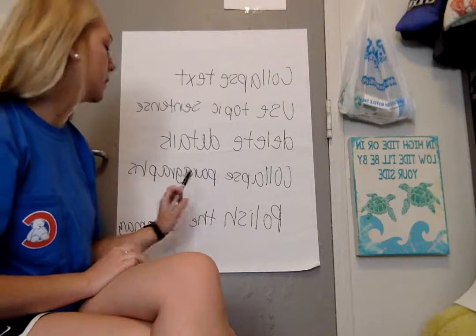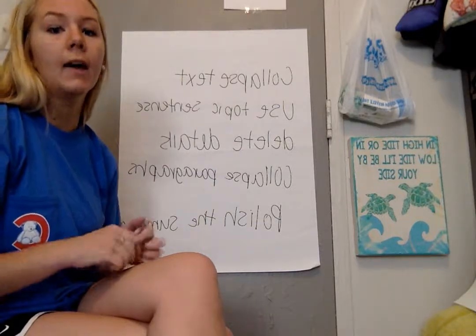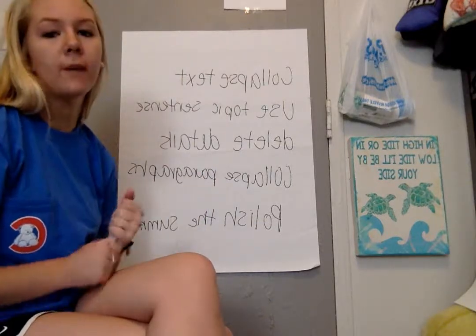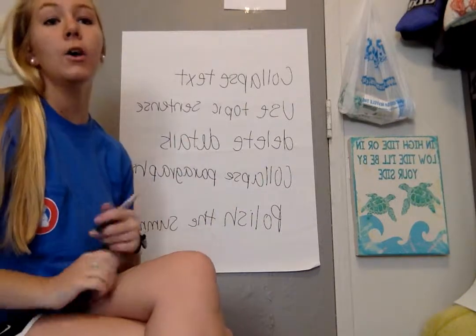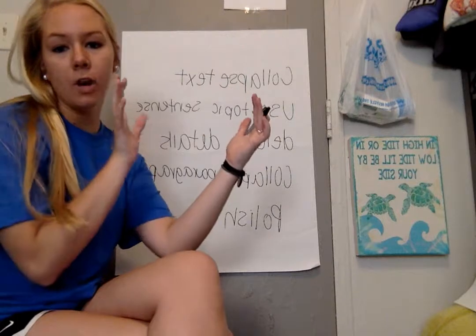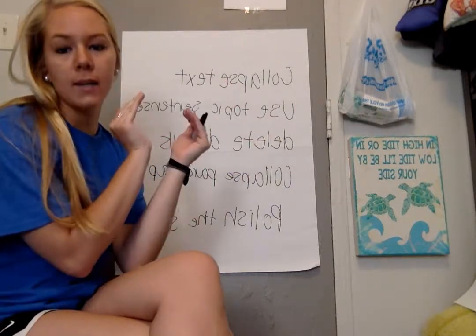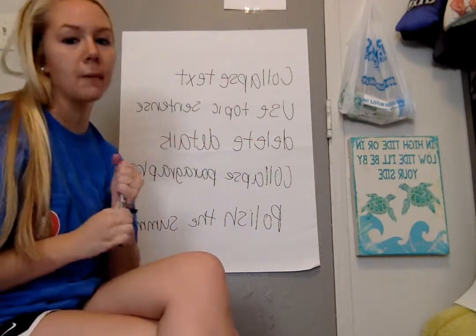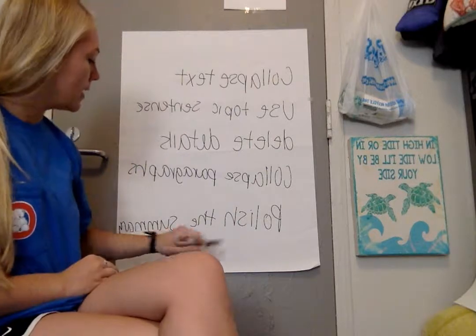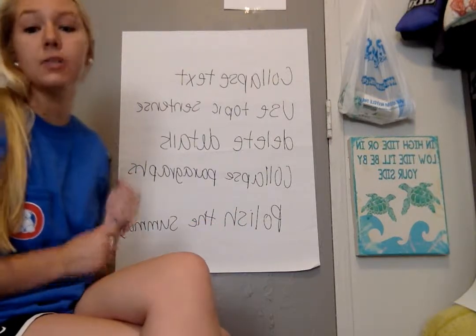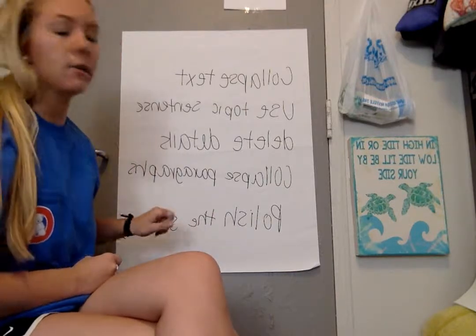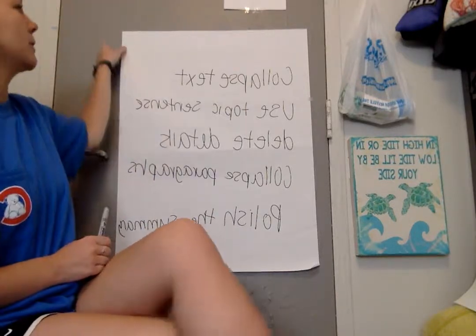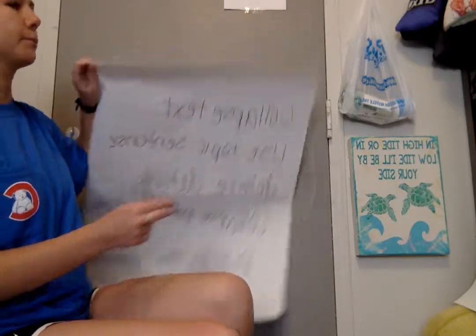The next step is to collapse paragraphs. And this one is used more for more advanced books, but ours didn't really have paragraphs. But when you do that, you take maybe a big chunk of text and you're going to shrink it down into just one sentence and get the main points from it. And the last step is to polish the summary, because you really want to make sure that you're getting exactly what you want from the story and that it looks nice and put together.